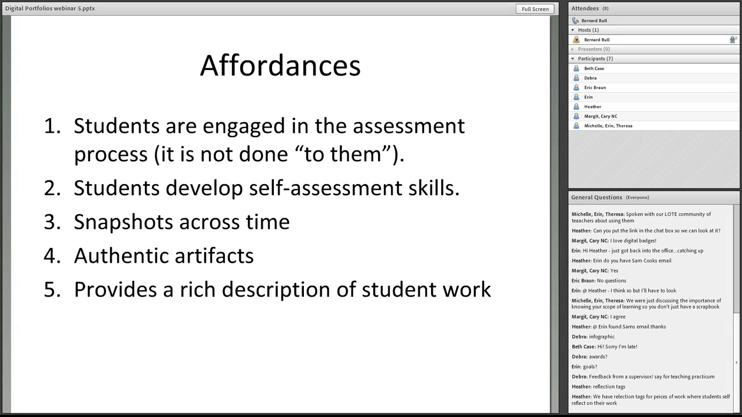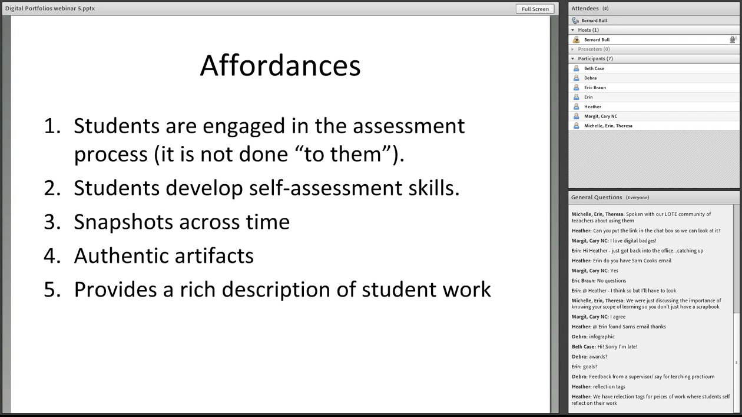They also can provide snapshots of learning across time in a wonderful way. So when you think about a letter grade, it gives us sort of a final grade in a course. But a portfolio goes into a deeper, richer description that allows you to see where one was at different stages of the course and of the process.